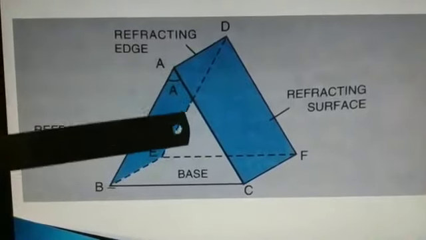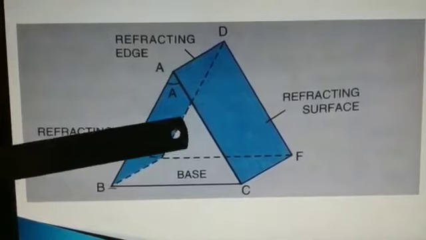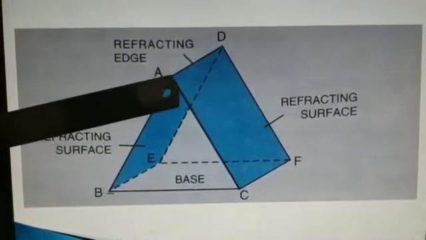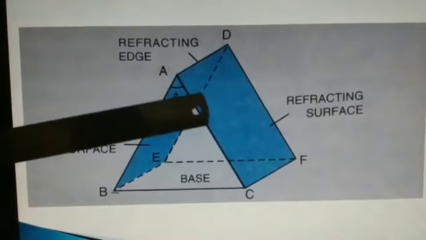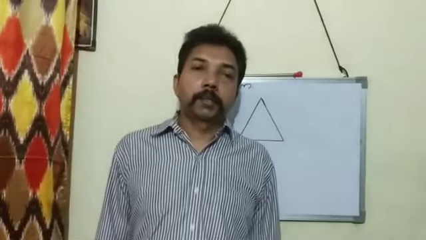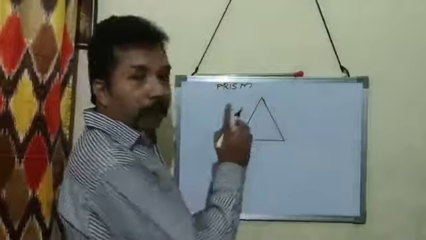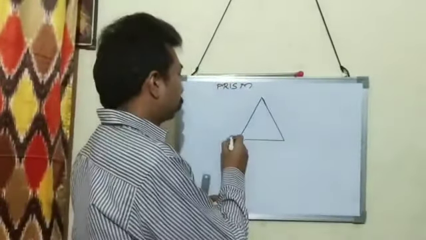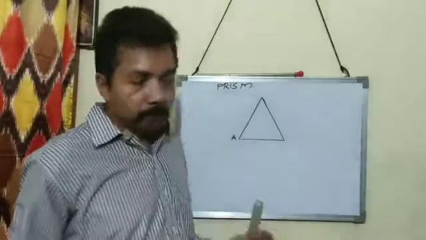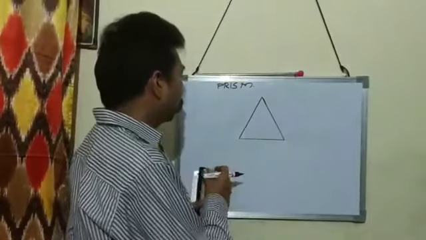And there are two triangular surfaces. These two triangular surfaces are called the principal section of the prism. Now we see refraction of light through a prism. Refraction of light through a prism. Here the prism is ABC, or another name PQR. Any name can be given.